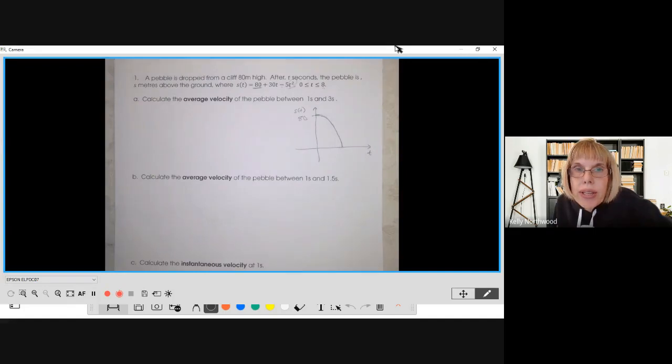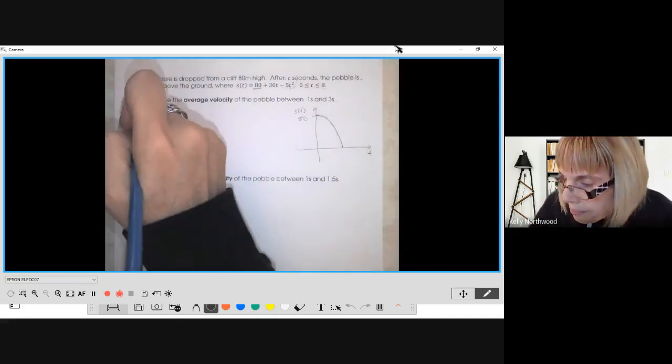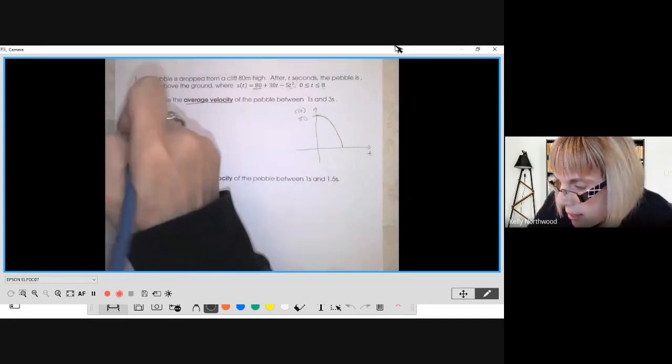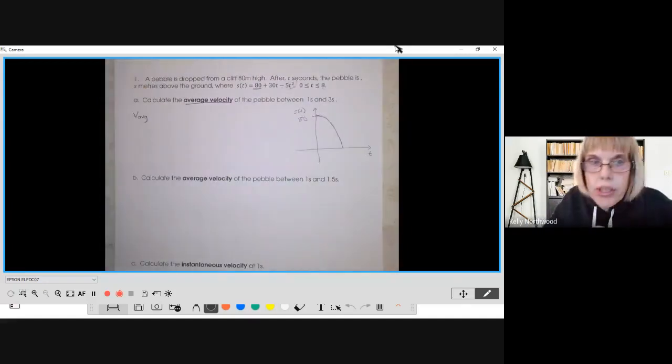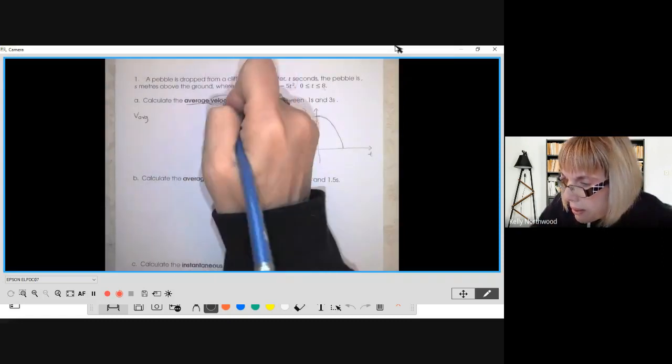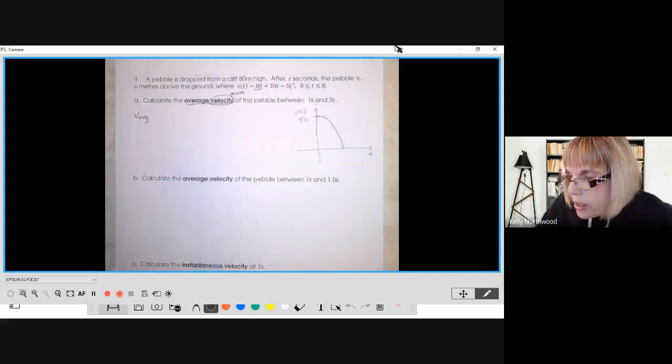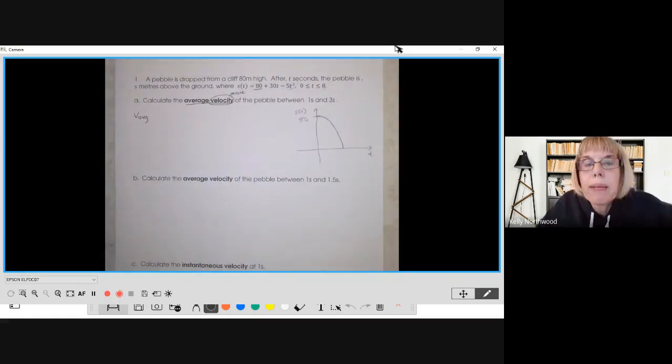So calculate the average velocity of the pebble between 1 second and 3 seconds. For average velocity, I'm going to use v for velocity and then put a little subscript average. So that kind of means average rate of change, but really average velocity, because this is specifically a velocity question, and velocity is a type of a rate. Usually units for velocity would be meters per second or kilometers per hour, if you haven't taken physics before.